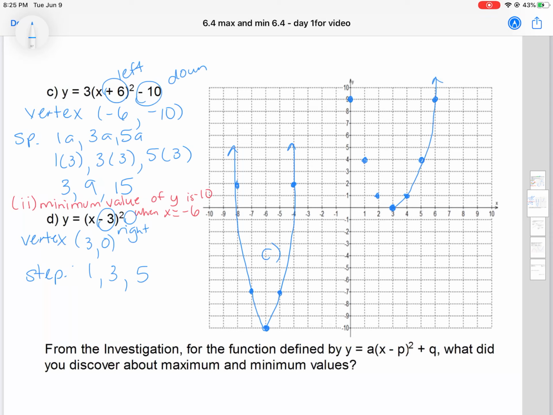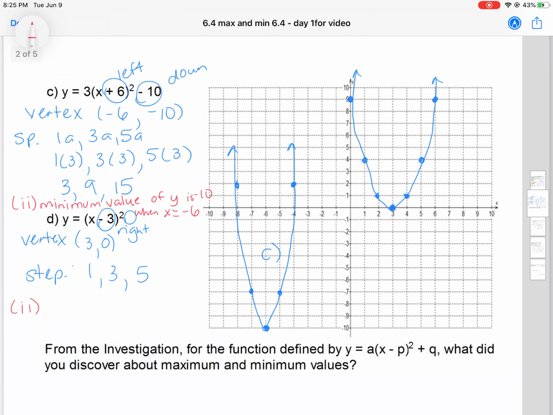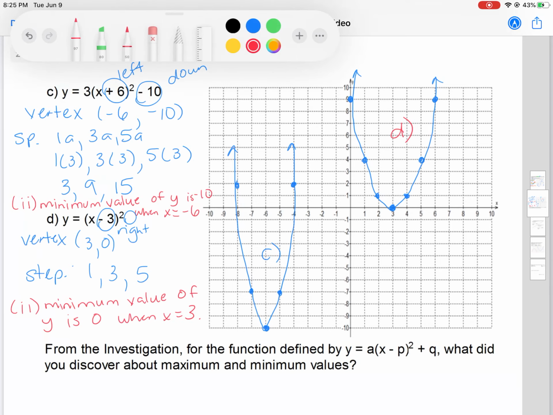And again, if we were going to answer questions about the y-intercept, if you wanted to check your answer, you would have to expand that out and FOIL it out to get it to standard form, which this question isn't asking us to do. So that was the last lesson. We don't have to worry about that. Okay, so now this is D. We have a minimum value of y, which is 0 when x equals 3.